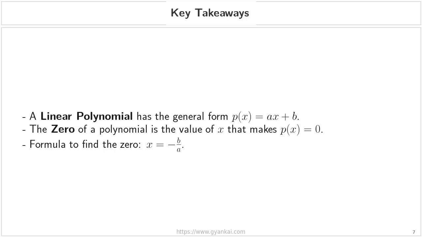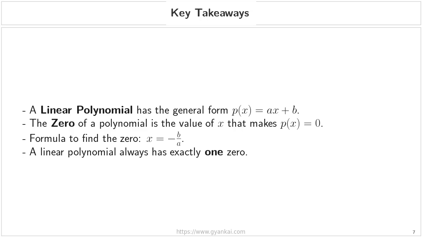Third, we have learned a very handy shortcut. Instead of always working through the algebraic steps of isolating x, you can use the direct formula to find the zero, which is x equals negative b over a. Finally, a key property to remember for your exams is that a linear polynomial will always have exactly one zero. It won't have 2 or 3. It is always just one unique solution.